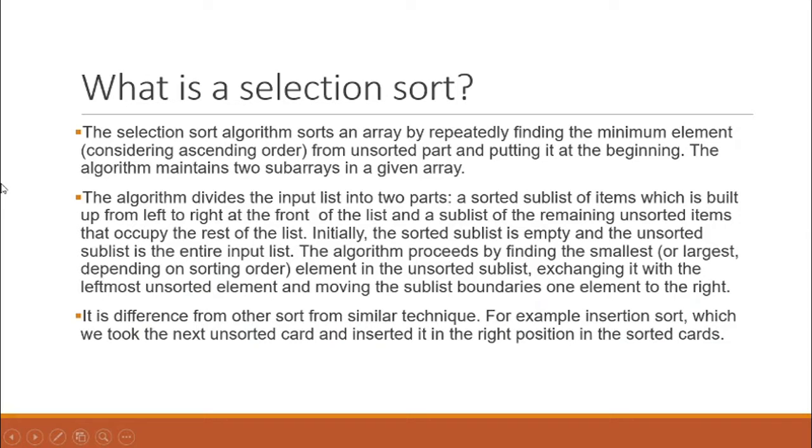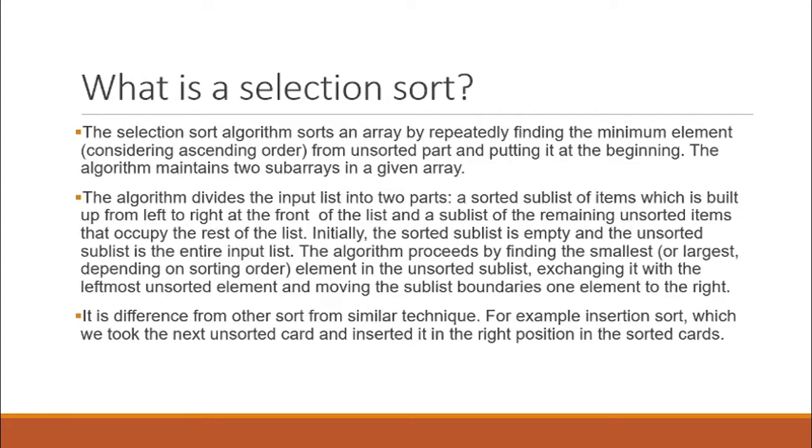The selection sort algorithm sorts an array by repeatedly finding the minimum element, considering ascending order, from the unsorted part and putting it at the beginning. The algorithm maintains two sub-arrays in a given array. The algorithm divides the input list into two parts: a sorted sublist of items, which is built up from left to right at the front of the list, and a sublist of the remaining unsorted items that occupy the rest of the list.